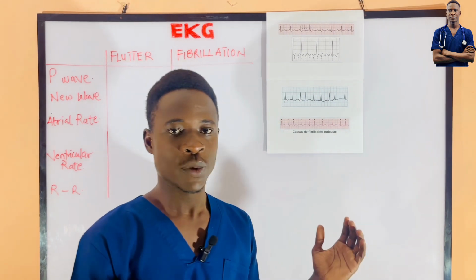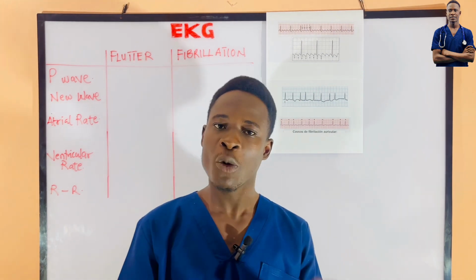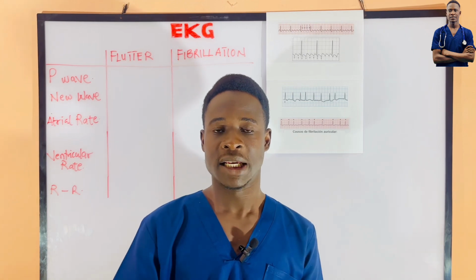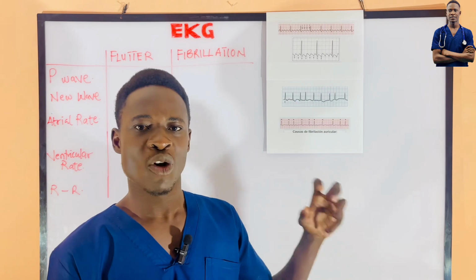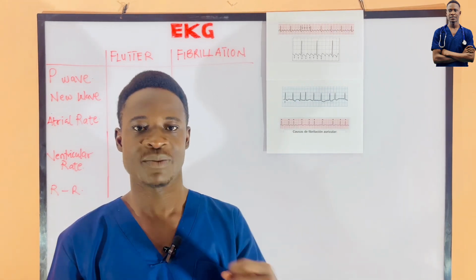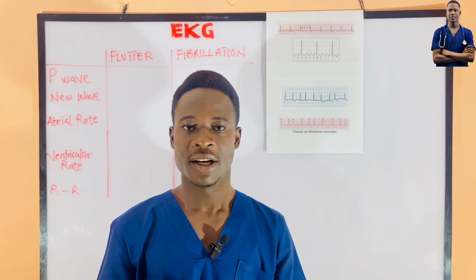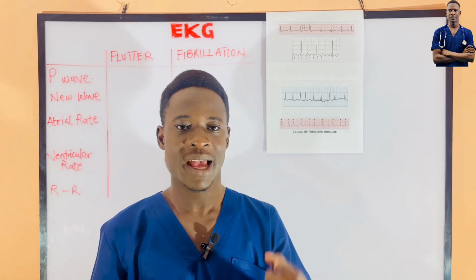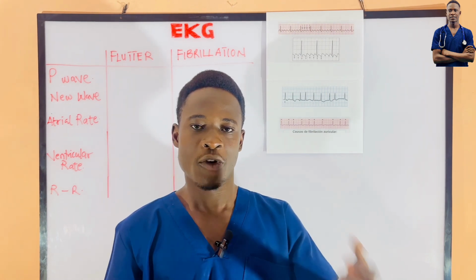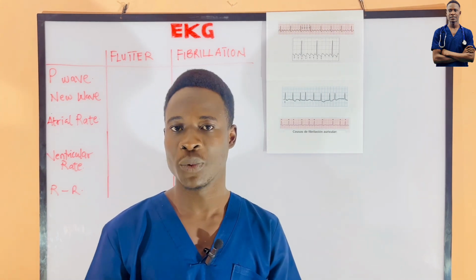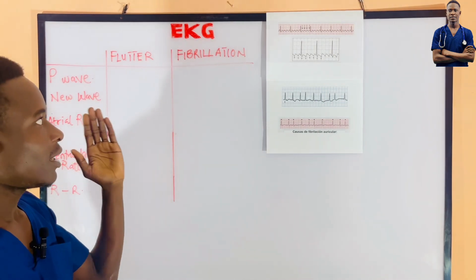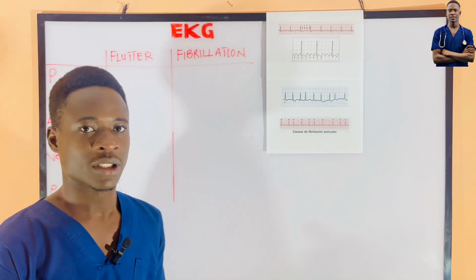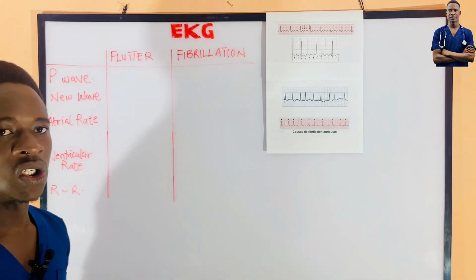Now, these two are P-wave pathologies or P-wave abnormalities. That is a condition in which there is abnormal generation of action potential in the atria, thereby we cannot produce a proper P-wave, forming different forms of wave called the flutter or the fibrillation.